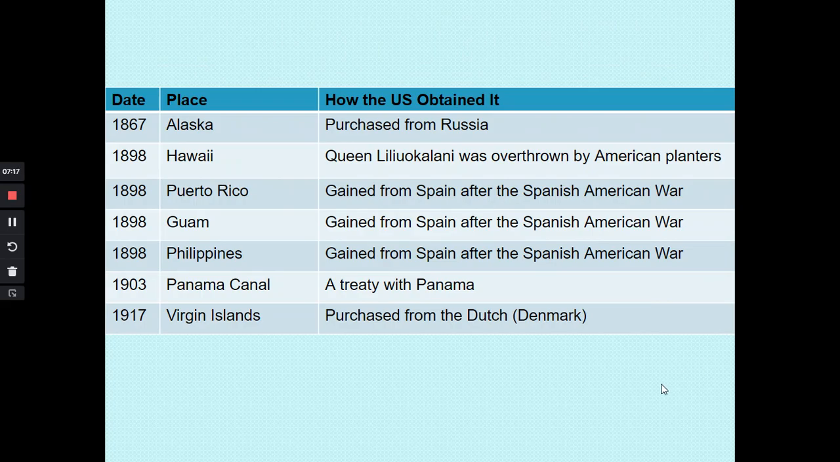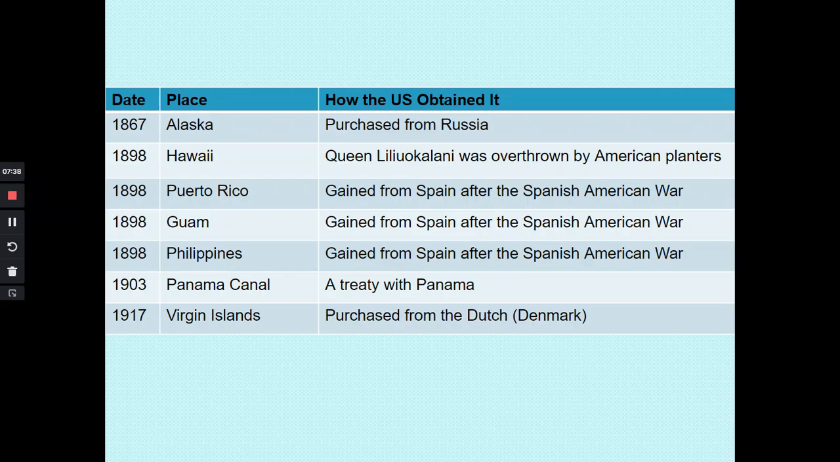Here you can see some of the places that we gained in this time of imperialism. And in fact, most of this, except for the Virgin Islands, we're not going to hit that today. But really the rest of these we're going to take a closer look at. And just a quick chart, I would get this into your notes.